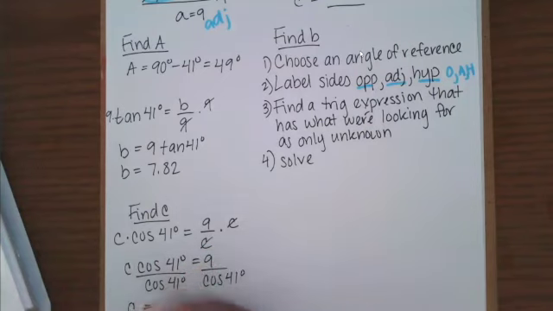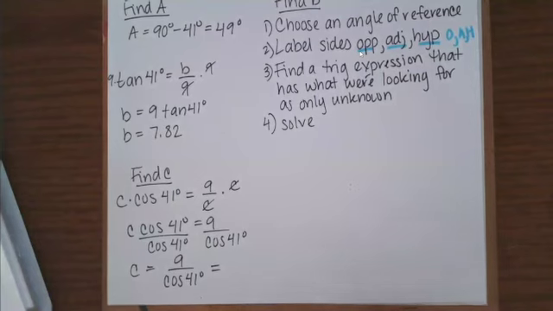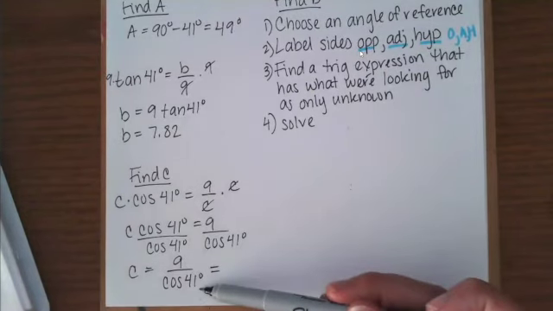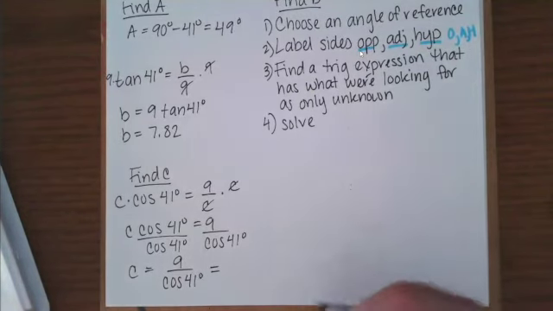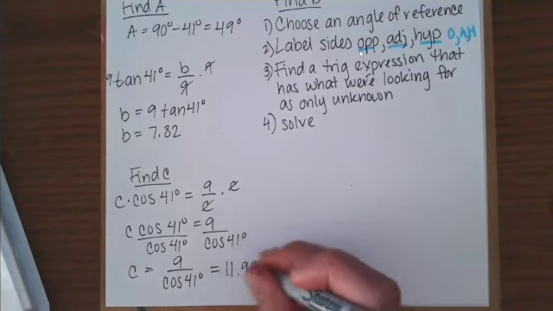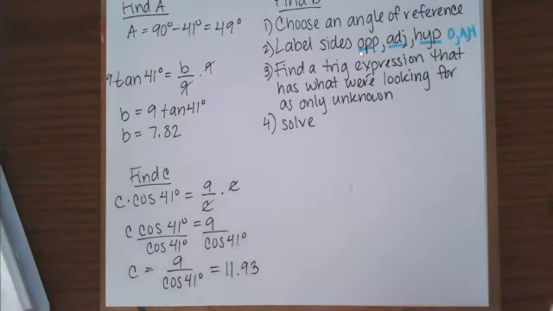You get C is equal to 9 divided by cosine of 41 degrees. All right, in your calculator, go ahead and type in 9 divided by cosine of 41 and hit equal. You should get 11.93. Again, if you're not getting the same answers as me, check that you're in degrees, and then also check the order in which you need to type these in.